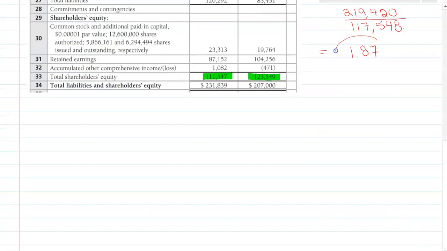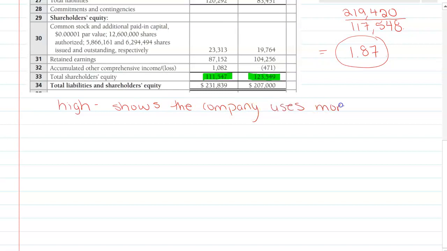So I want to tell you what this 1.87 means. So this actually, I would say, is a pretty low number. So if this was high, then that would indicate that the company uses more debt to finance their assets. So I'll just write that down for you. So if it's high, it shows that the company uses more debt to finance its assets.